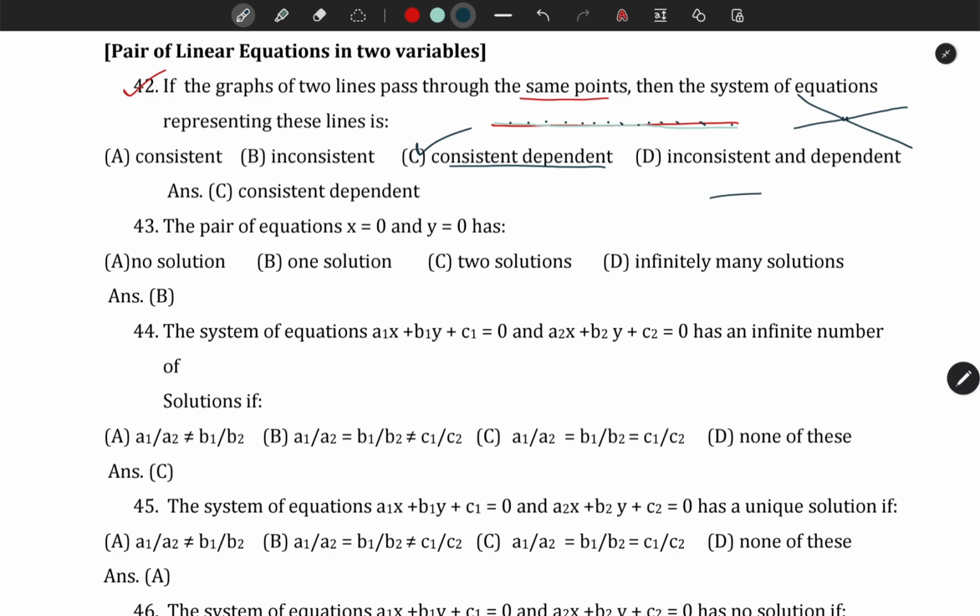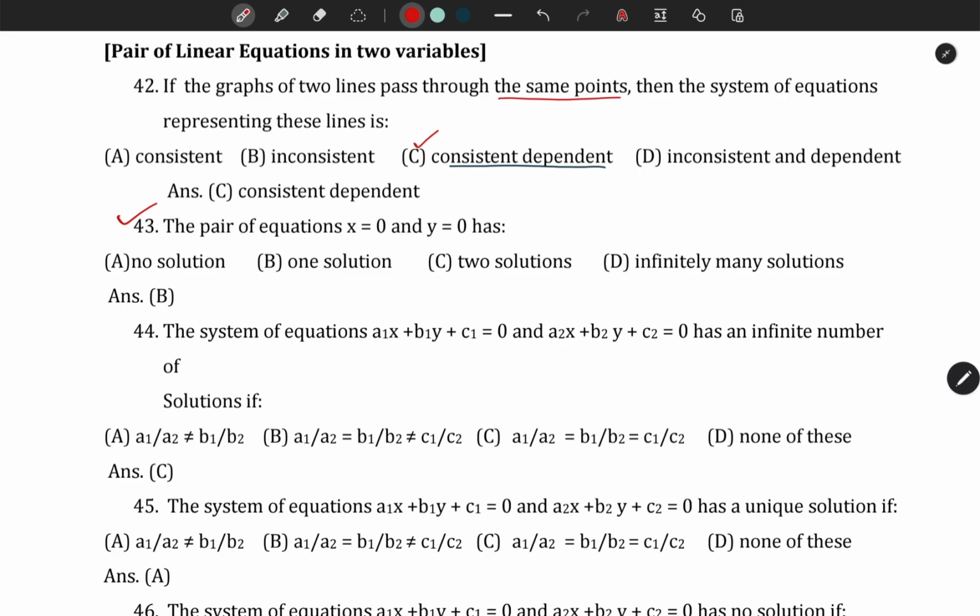And if the two lines are parallel, that means if they do not intersect, we'll say they are inconsistent. In this case, the two lines pass through the same points, so they have infinite number of solutions, so it will be consistent and dependent.